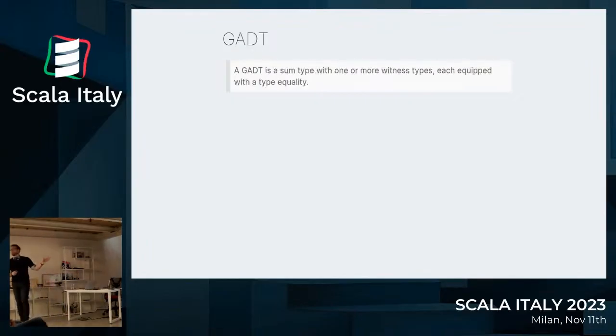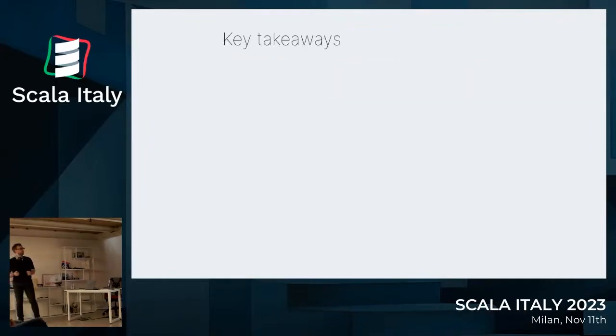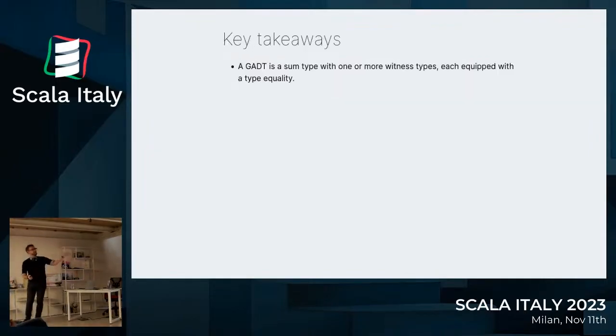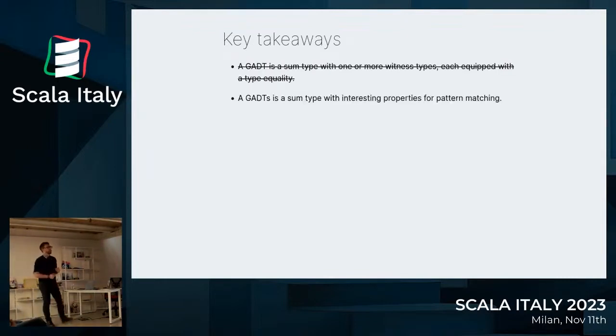And that gives us one possible full definition of a GADT: a sum type with one or more witness types, each equipped with type equality, which is a very complicated definition. So what we've learned is that a GADT is that thing. I don't think anybody's going to remember that. I don't. So really a GADT is a sum type with interesting properties for pattern matching. That's a good enough definition.